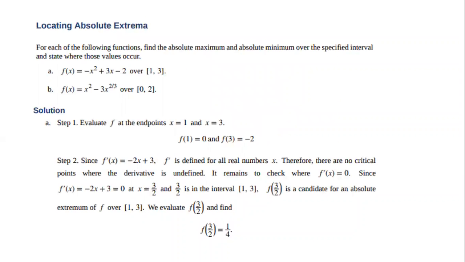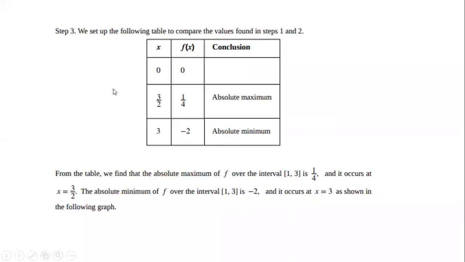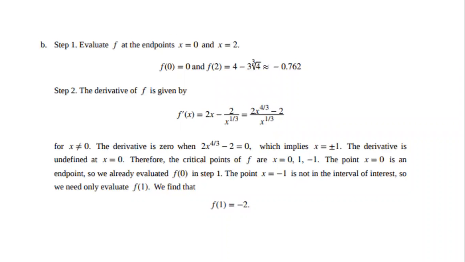Now this is function 2, that is f of x equals x squared minus 3x to the power 2/3 with interval 0 to 2. Again, you have to find the values at the endpoints, x equals 0 and x equals 2. At x equals 0, my function is 0, and at x equals 2, it is approximately negative 0.762.